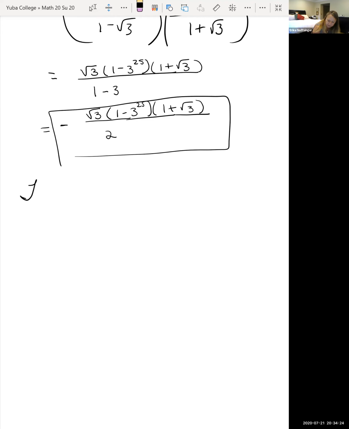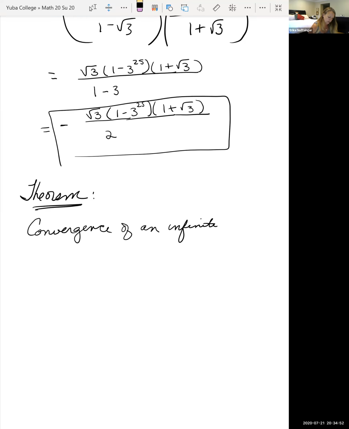So we have a theorem. Convergence of an infinite geometric series.